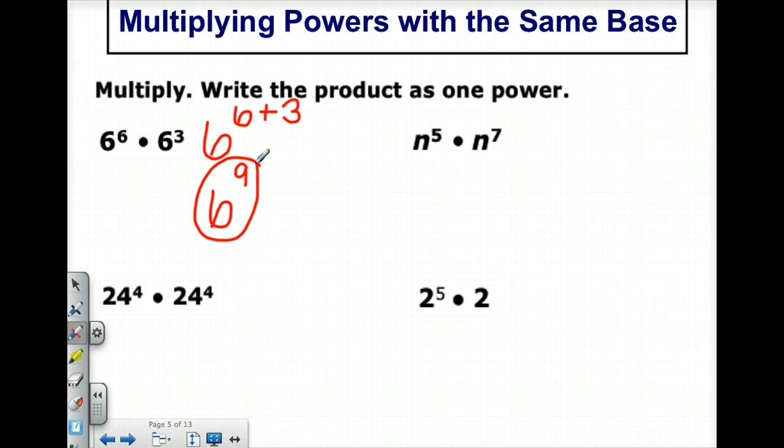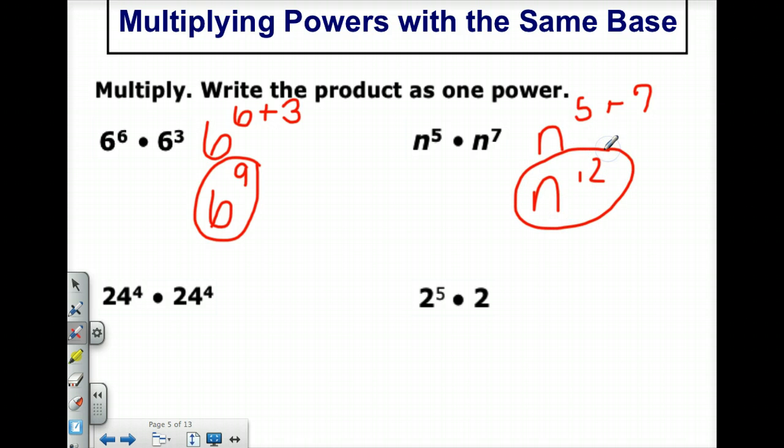Now let's try one where we have a variable as our base. The base is the same, so n. We have 5, and to 5 we are going to add 7, and the answer comes out to n to the 12th power. Pause the video, try the next 2 questions, restart, and see if your answers match mine.